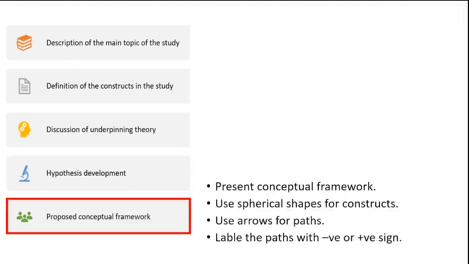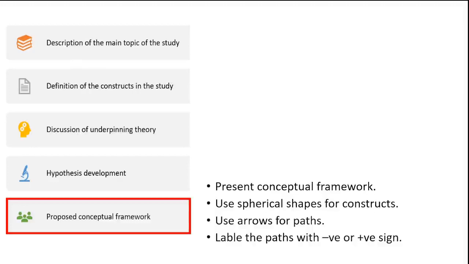Last but not the least, present the conceptual framework. It puts the reader in perspective. If you have your conceptual framework, make sure that you're representing your constructs with a spherical shape, oval or a circle. It's kind of a representation that it's a construct. It's not an observed variable, and use arrows to connect the ovals that you have within your conceptual framework.